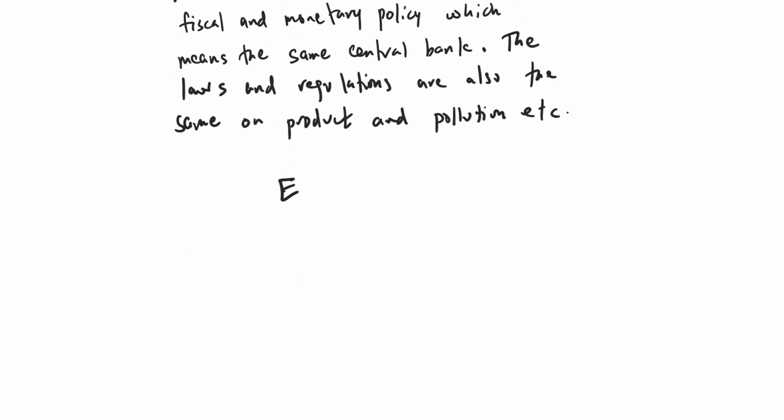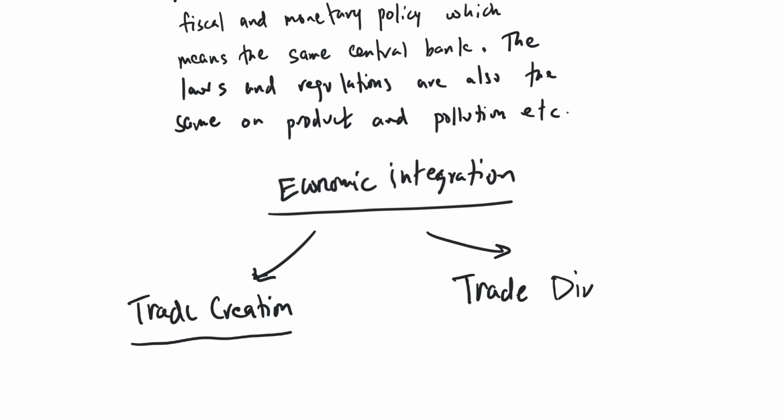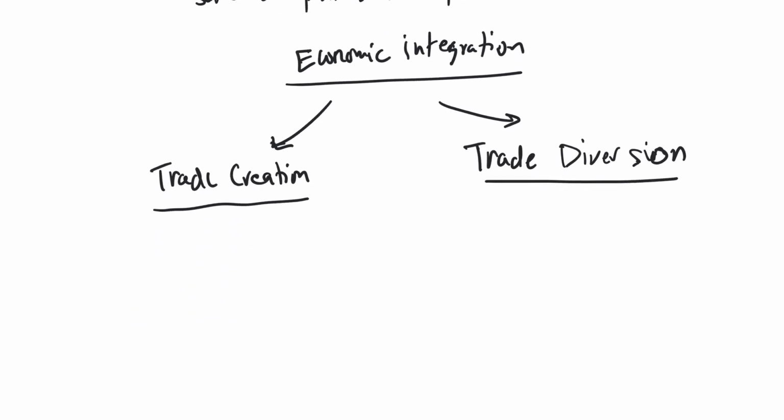Now, we want to look at two impacts of economic integration. When we write economic integration, we want to look at two kinds of impact. One is what we call a good impact, which is called trade creation. Another one is what we call a bad impact, which is called trade diversion. You want to know both of these to know your impact.